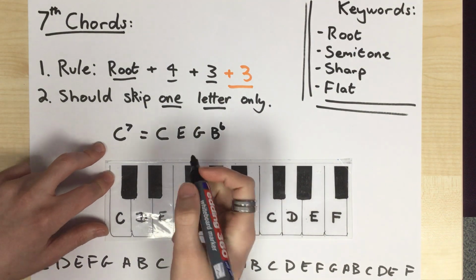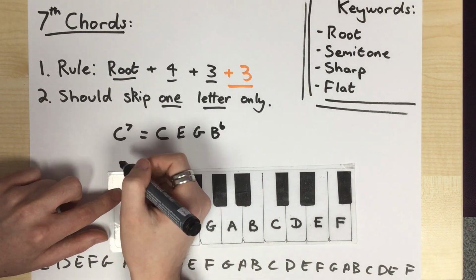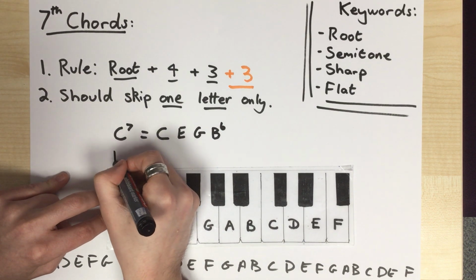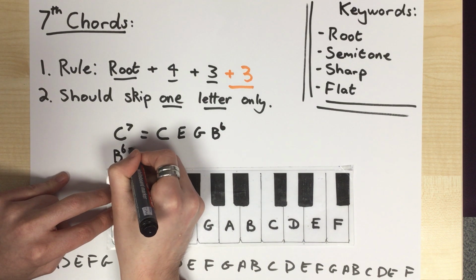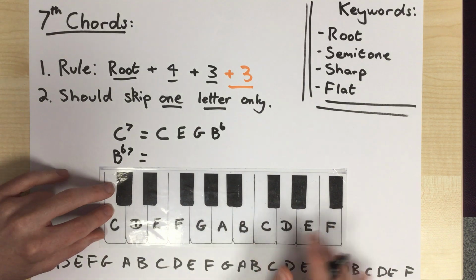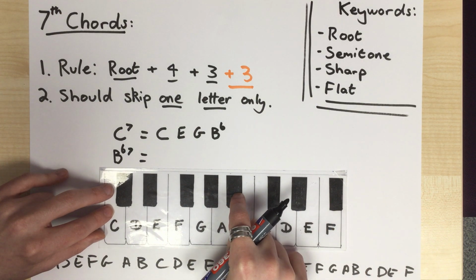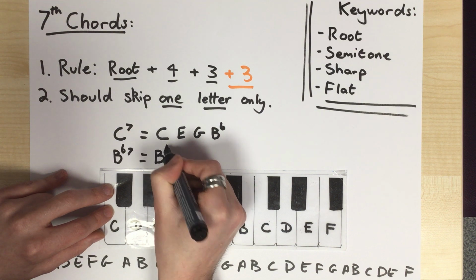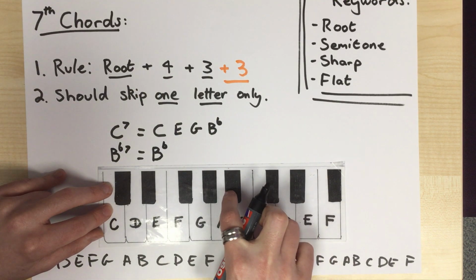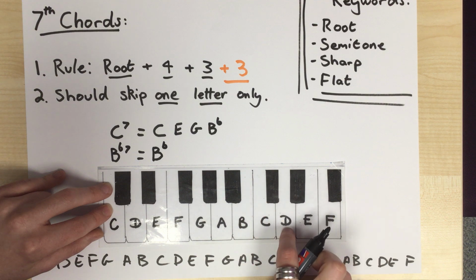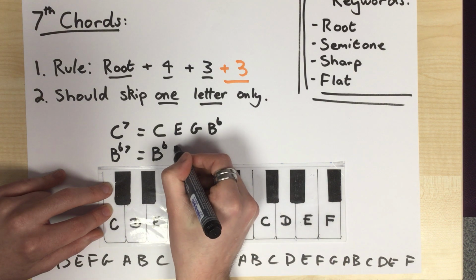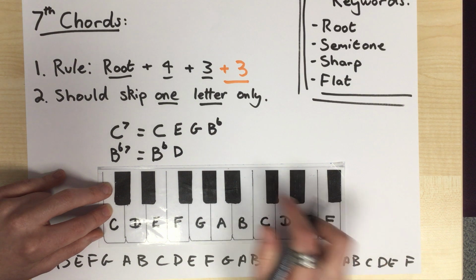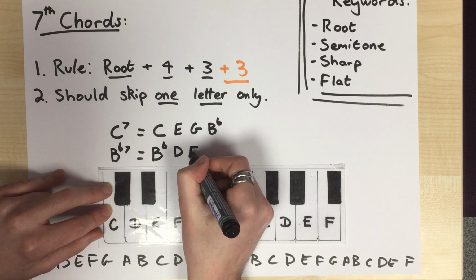Another example, exactly the same process. Again, let's do something that's going to involve this move here. Let's do B flat 7, so a B flat 7th chord rather. Start with B flat because I know that's my root. That's always going to be given to you in these examples. So B flat. I then add 4: 1, 2, 3, 4, when I get to D. I then add 3: 1, 2, 3, and I get to F.